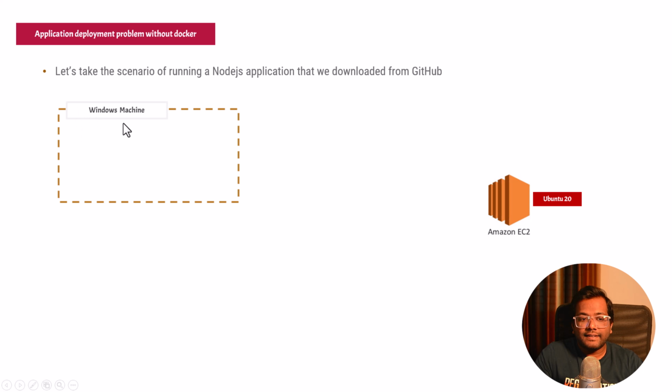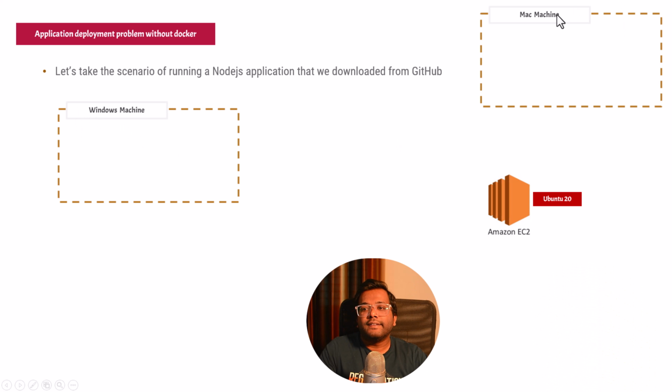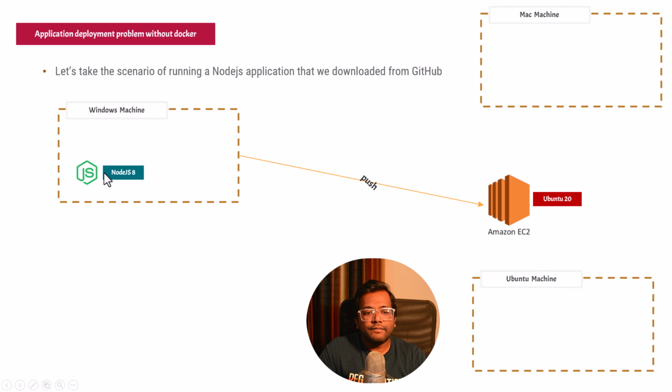And now let's say there is a Windows machine which I am using, there is a Mac machine which you are using, and there is some third developer who is using an Ubuntu machine. So he can develop the application on Node.js 8 on the Windows machine, and then try to push that application to this remote environment where he is publicly hosting his application and other people can use it. Same way for the Mac machine, let's say you are the developer and you are developing it in Node.js 5, and then you are publishing it here, but the Ubuntu 20 machine present on EC2 can have a Node.js 10 version installed there. So again, there is a difference in the Node.js versions, and this can create a problem.